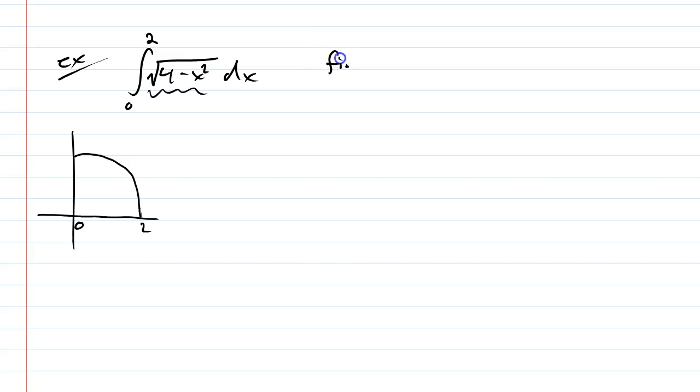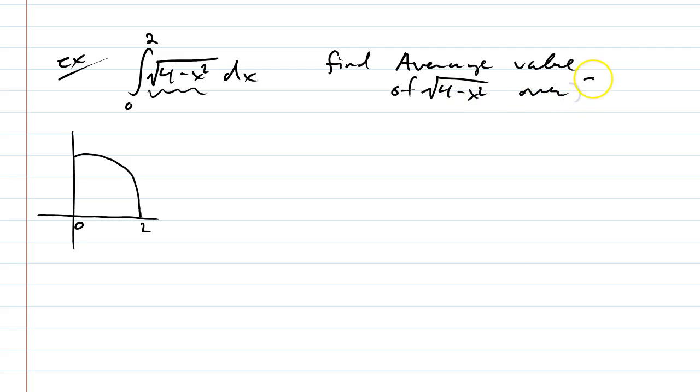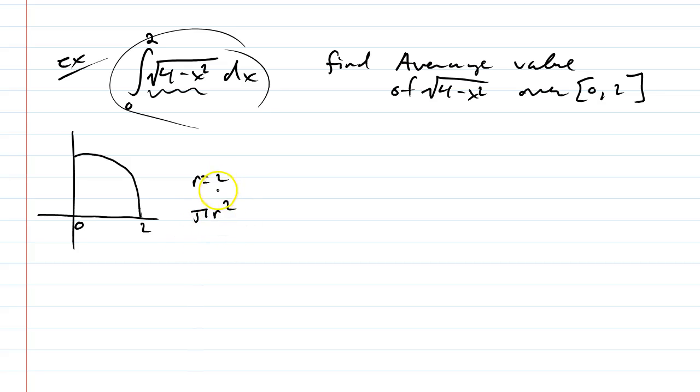Now, find the average value of the square root of 4 minus x squared over 0 to 2. What we would do is figure this out and then divide by the interval width, which is 2. So first of all, in this case, the radius is 2. I think about a circle, and I plug 2 in to get 4 pi. But because this is 1/4 of the circle, this area right here is going to be pi.